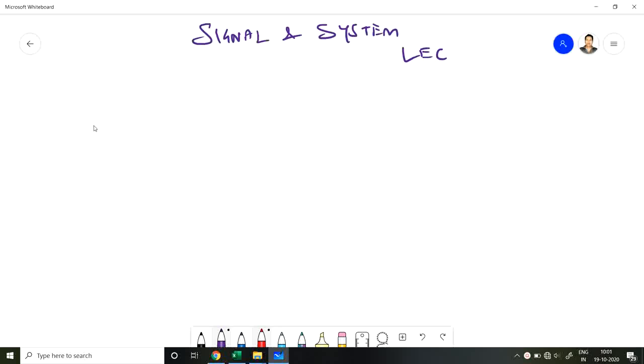So this is lecture number 16. In lecture number 15 we just started the LTI system function. So what is the system function basically? We have discussed the system function.